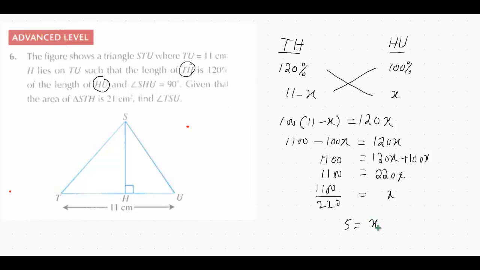And we supposed this as X, so it is 5 centimeter, and the total length is 11. So 11 minus 5, this is 6 centimeter. So therefore, using the ratio method, we have found the length of HU and TH.